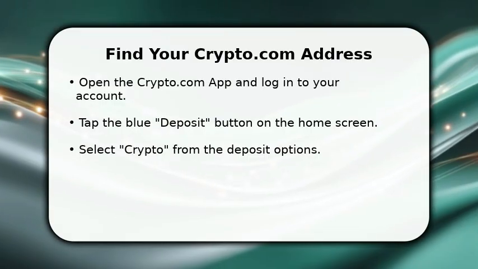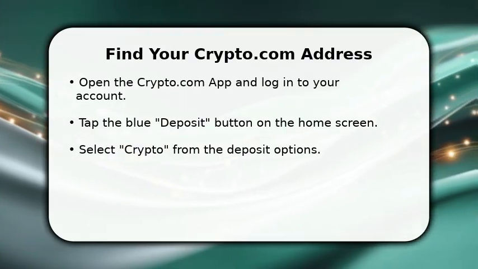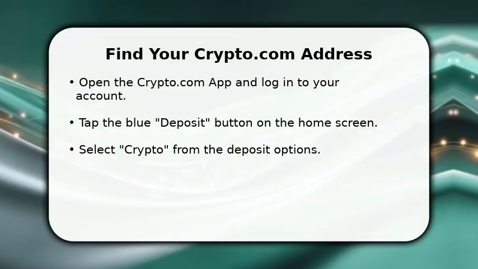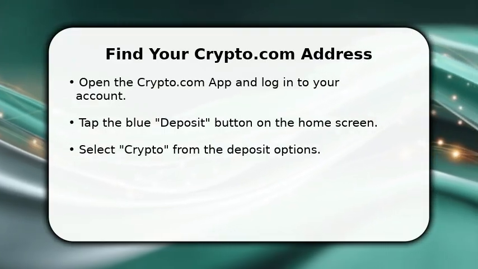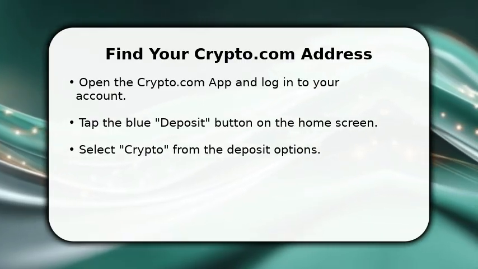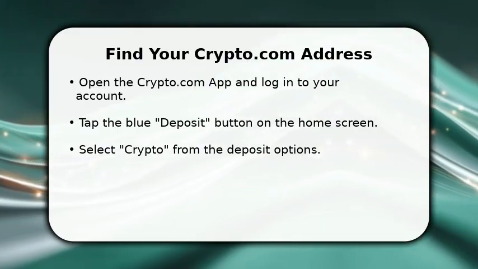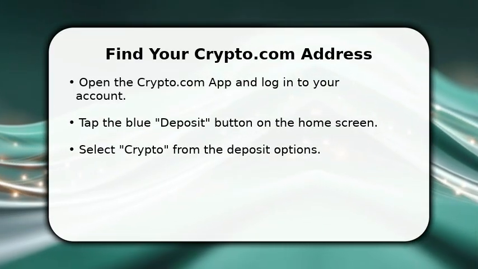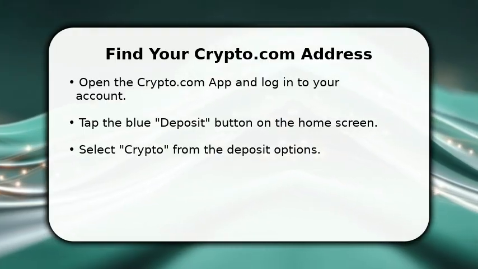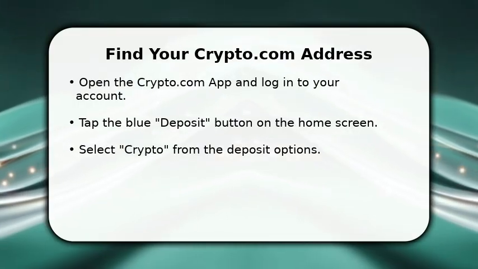In this video, I will explain how to get your Crypto.com wallet address. First, open the Crypto.com app on your smartphone and log into your account. Once you are logged in, look for the prominent blue deposit button, usually found on the home screen, and tap it. A menu will appear, and from there, you should select the crypto option to proceed with depositing cryptocurrency.